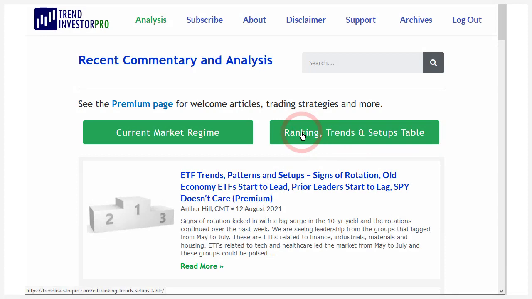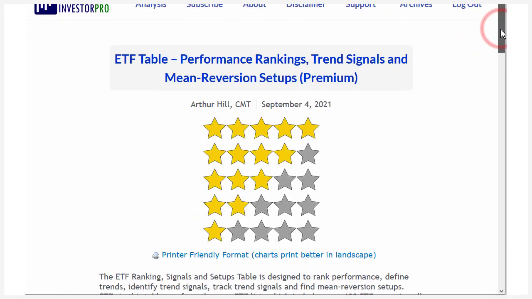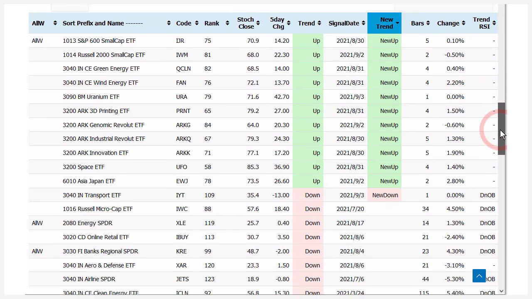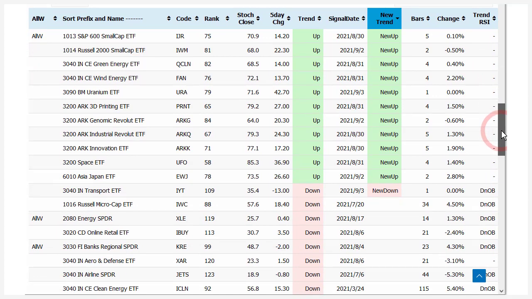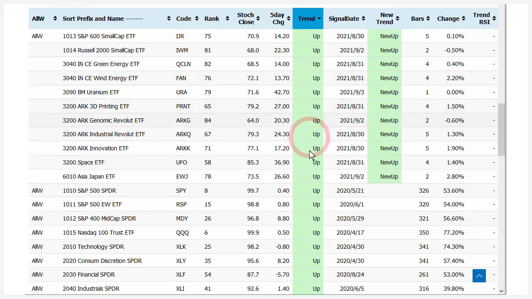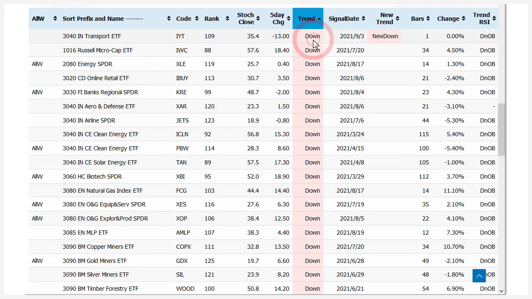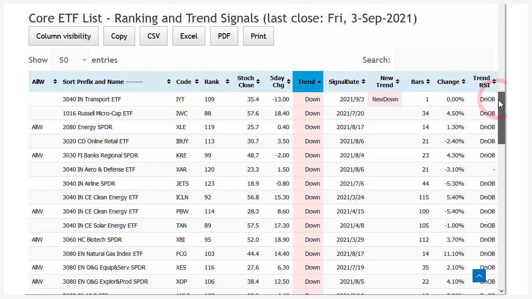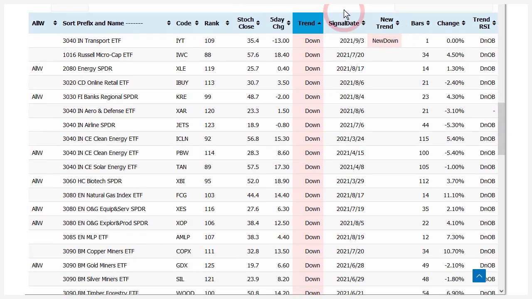So I want to show you the ranking trends and setups table at Trend Investor Pro because we got some new uptrend signals because I'm tracking Stoke Close signals for 128 ETFs in the core list. And so on this list, you can see on this table here, if you click the trend heading, you can see all the trends. So there's all the uptrends. And then you click again, you can see the downtrends at the top, and you can scroll down to see all of them. We still got quite a few ETFs in downtrends, but we have a column for new trends.